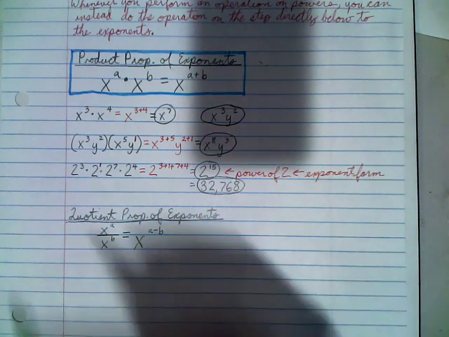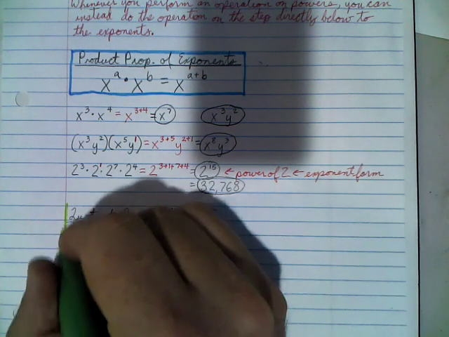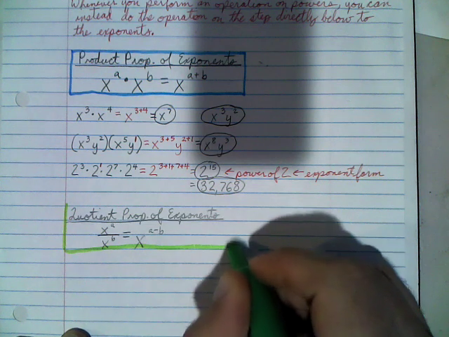Grab a color, new color. I'm going to choose my green here. New property, new color.